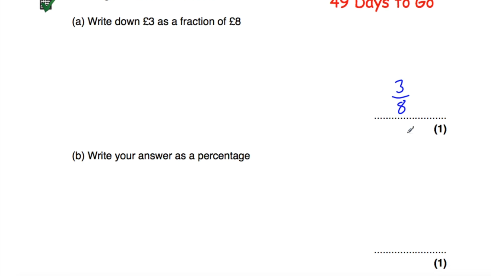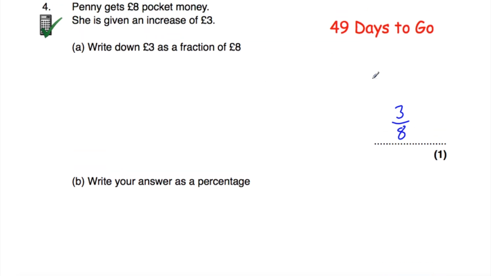Okay, part B says, write your answer as a percentage. Now this is great. This is a calculator question. So I can do 3 divided by 8 on my calculator. Divide the numerator by the denominator. And 3 divided by 8 is equal to 0.375. And then to change this to a percentage, we can just multiply by 100.